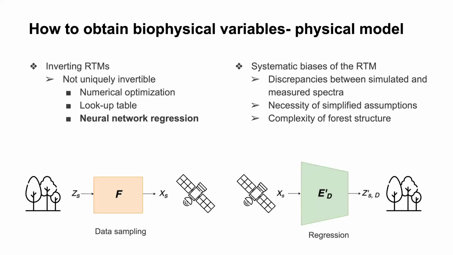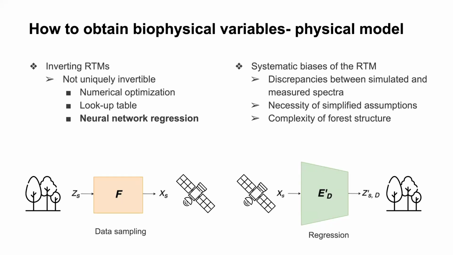There are several approaches people have developed over the past few decades, including numerical optimization, lookup tables, and neural network regression. The neural network regression is regarded as the state-of-the-art approach. What this work does is that first it does the data sampling. Using this RTM, they sample a set of biophysical variables, and then they simulate the satellite spectra. So they have a synthetic data set. And then they use the simulated spectra as input to train a regression model to predict the biophysical variables.